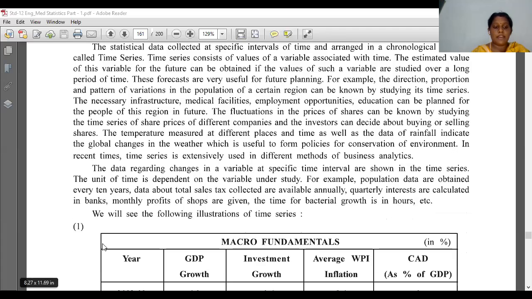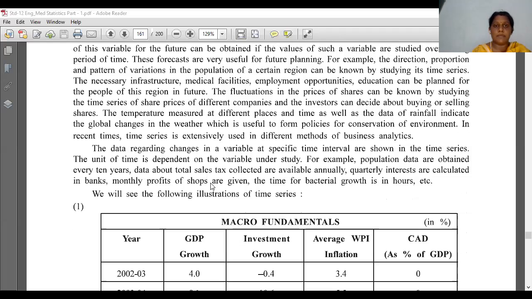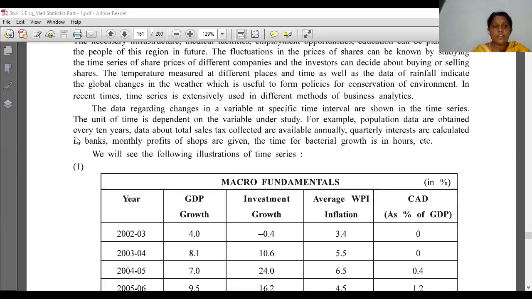Now, next paragraph. The data regarding changes in a variable at a specific time interval are shown in the time series. The data regarding the changes in the time period, from 1990 to 2000 to 2020, whatever changes we are facing, whatever changes are happening, we can see with the help of this time series method. Now, the unit of the time depends on the variable under study.